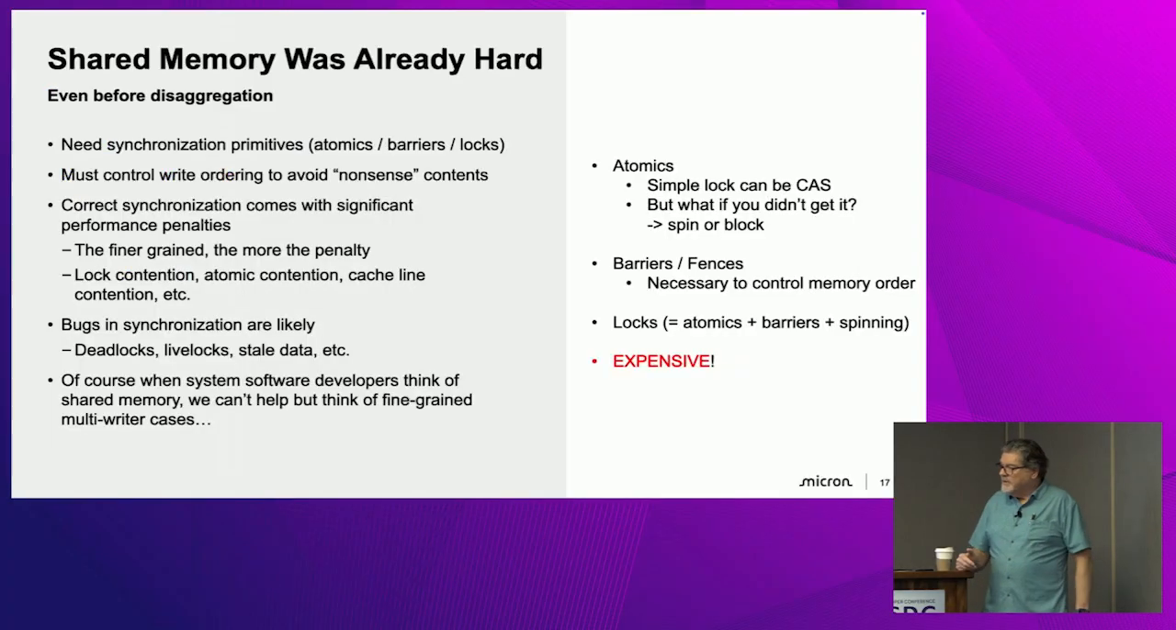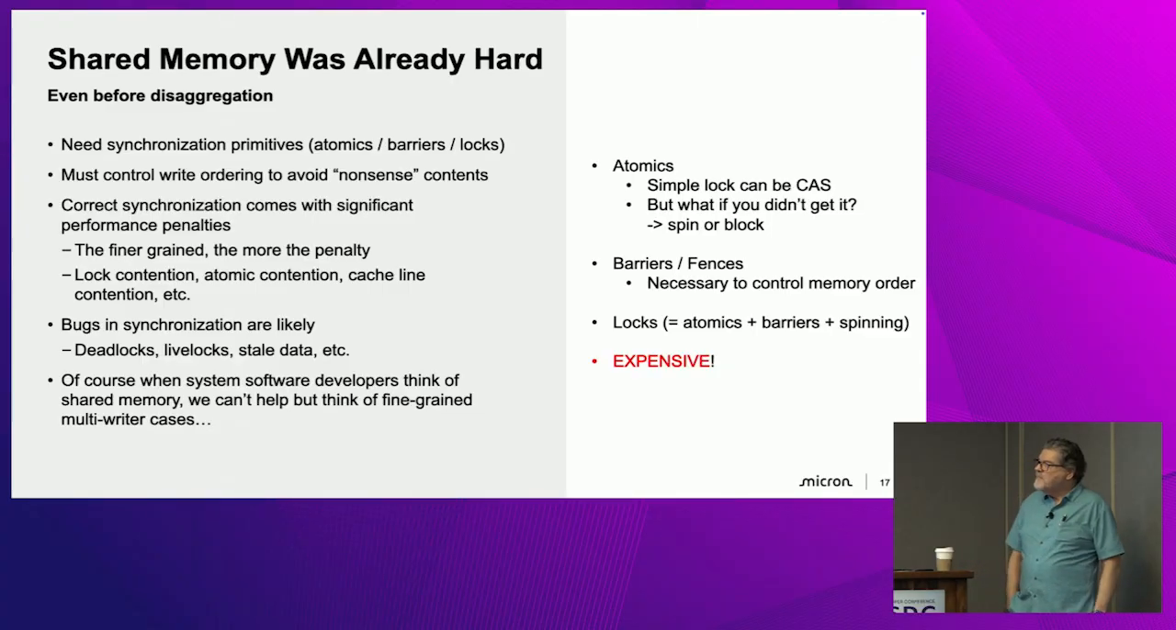The challenges around shared memory are many. Actually, it's not that many, but they're problematic. And right now I'm talking about shared memory before we disaggregate it. So, you need to do some kind of synchronization. The tools that we have are atomics, barriers or fences, and locks, which are combinations of atomics and barriers and fences. And the really important point here is this stuff is already so expensive that we try not to do it.